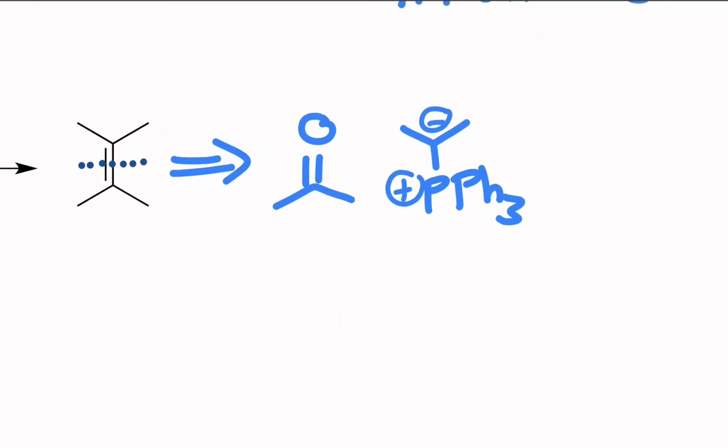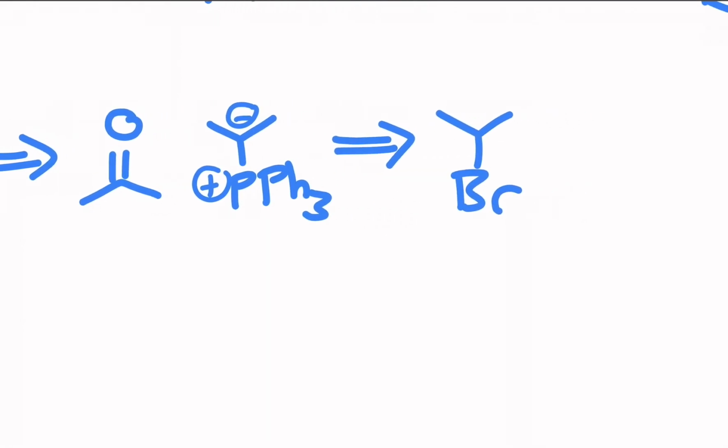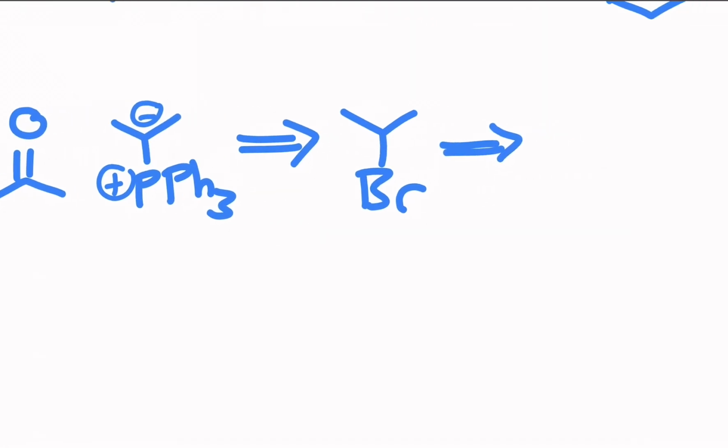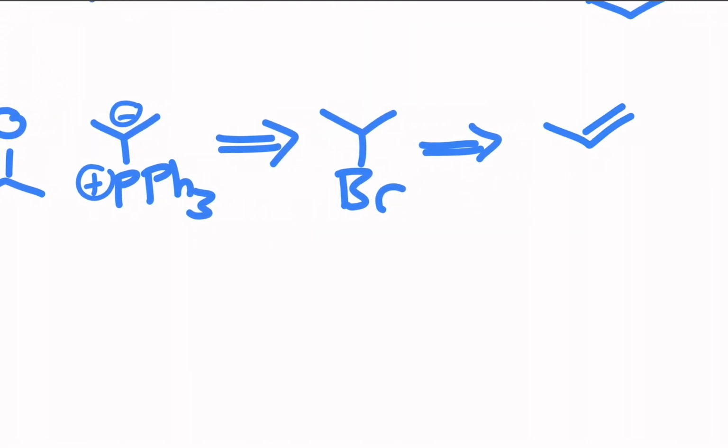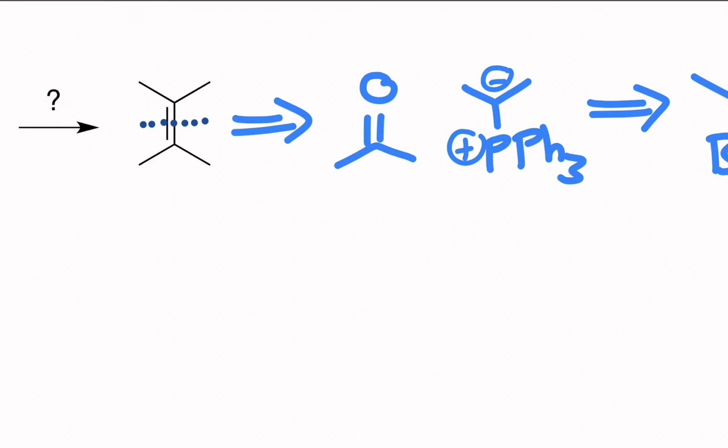And then to make these things, well, a Wittig reagent comes from a bromide. And in addition to making bromides from alcohols, don't forget you can also make bromides from alkenes, which we can actually make by dehydrating our starting alcohol. I have to make this ketone as well, so a little more retrosynthesis with this one. I'll just snake it down here.